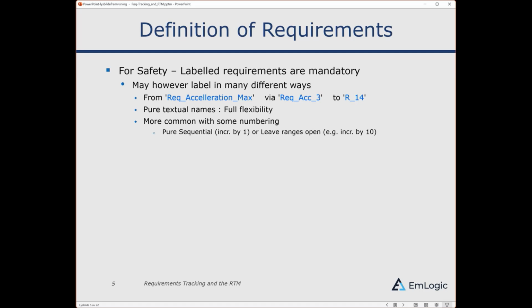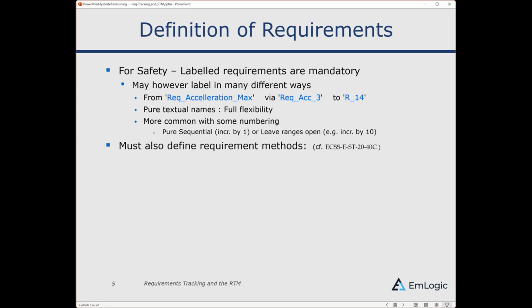And if you have it pure sequential, that is, you increment by 1, then of course you have a problem if you insert a requirement later on. So that's why lots of people actually leave ranges open. So they start basically by incrementing by 10. And that means later on they can add requirement number 17 or 3 or whatever inside the already defined requirements. So you can have a good sequential list of the requirements in your final requirement specification.